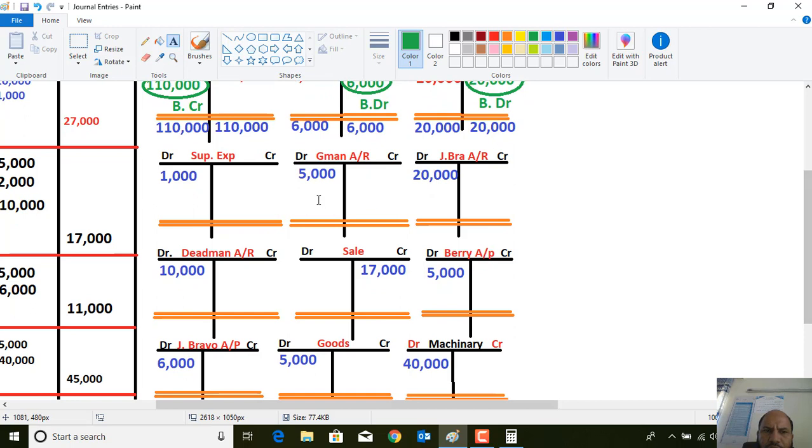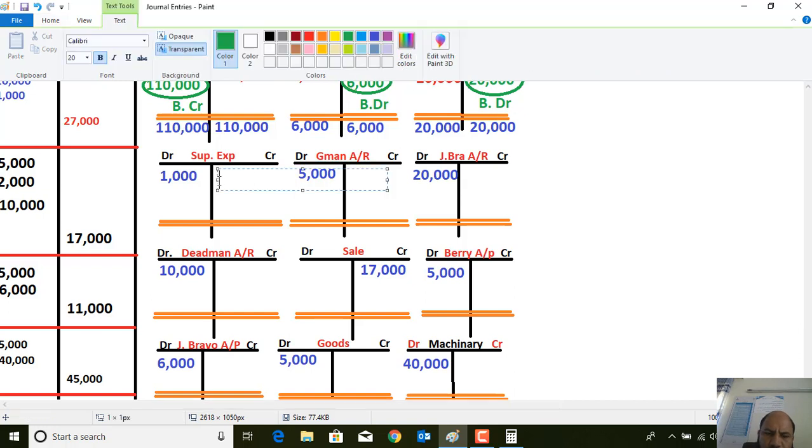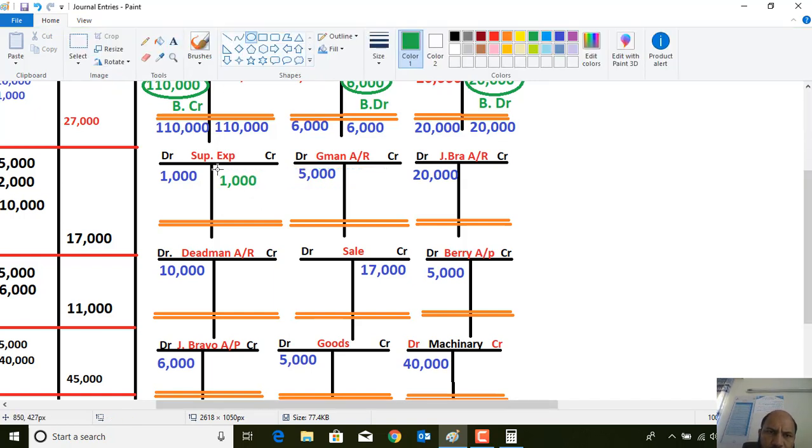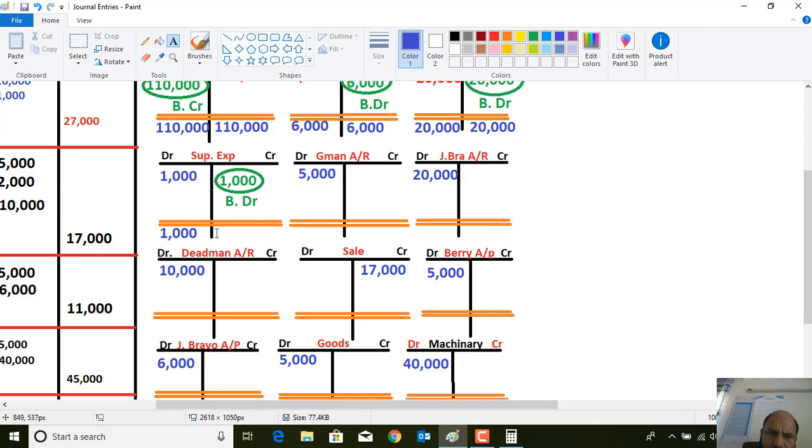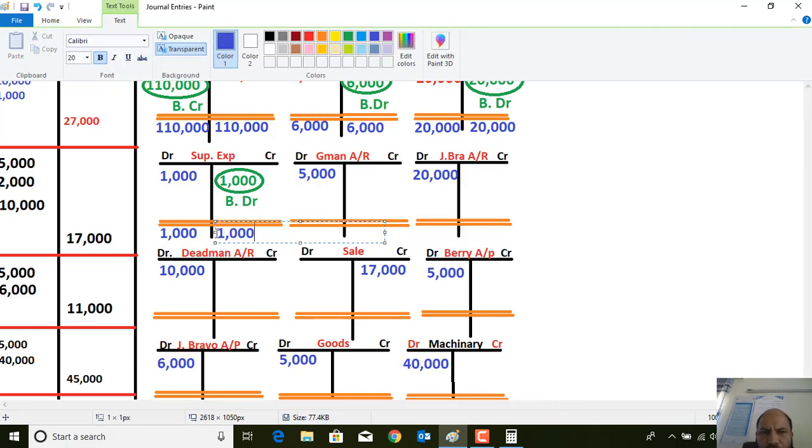Now dear students, we will go towards the supply expenses ledger. In the supply expenses ledger, we have 1000 rupees at the debit side, but we have 0 rupees at the credit side. So we will add 1000 rupees over here to make them balance. We will put this in a circle and write down that it is a balance of debit record. Now we will add both sides. When we add the debit side, the amount is equal to 1000. And if we add the credit side, again the amount is equal to 1000.